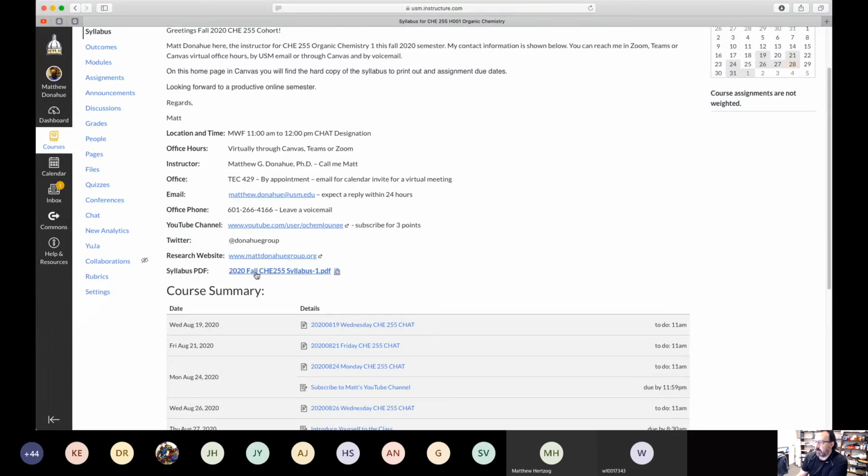The syllabus is here as a PDF. Now, if you click that, again, depending on what your computer is, what your browser is, that might either just download or it might download and launch it in your PDF reader. So that's completely up to how your system is set up.